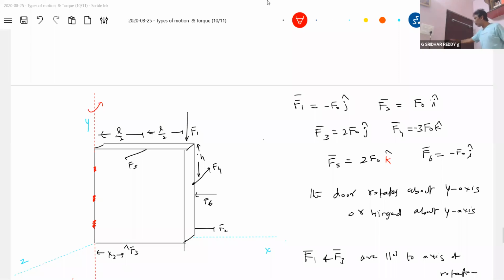If I want to open the door, what should I do? So what is r bar now? This will be r bar, and f bar will be like this. My arm will be f bar. This will be f bar, and this will be r bar. r cross f, thumb will be upward.